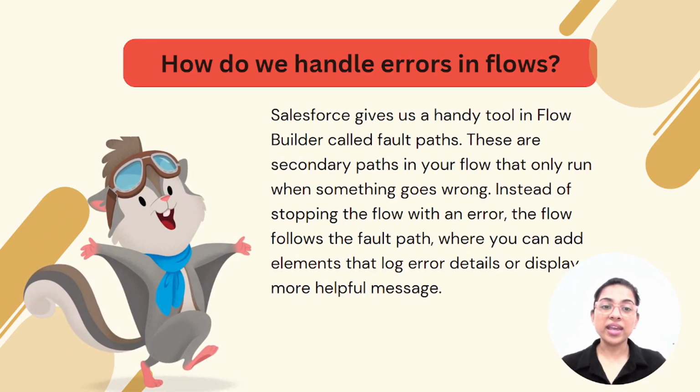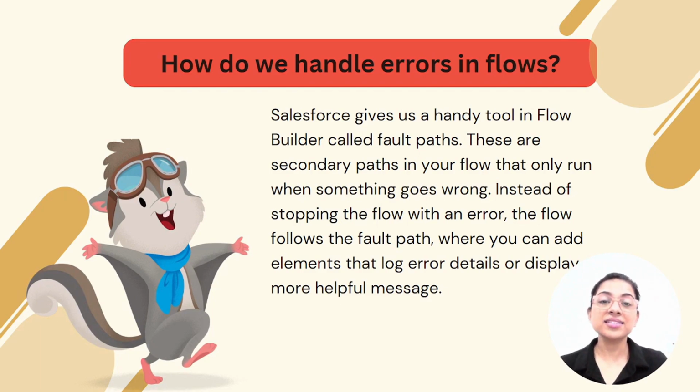Salesforce gives us a very handy tool in Flow Builder called fault paths. These are secondary paths in the flow that only run when something goes wrong in the flow. Instead of stopping the flow with an error, the flow follows the fault path, where you can add elements that log error details and add meaningful messages as well.